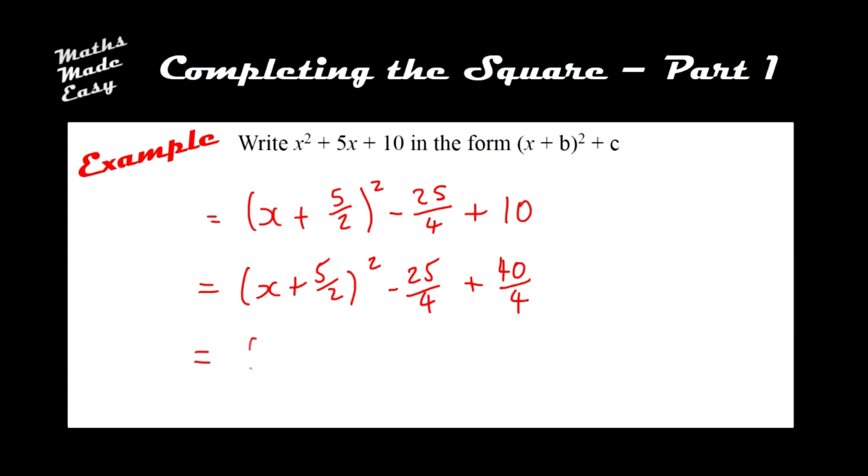This is now much easier to simplify, so I have x plus 5 over 2, and then you can just think negative 25 add 40 gives you 15, so it's plus 15 over 4. There's nothing wrong with leaving these questions as fractions rather than decimals. You can try them as decimals, that's not a problem, but I think you're more likely to make a mistake when squaring numbers with decimals.